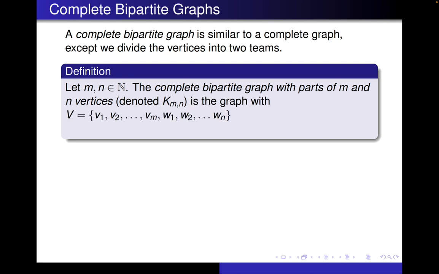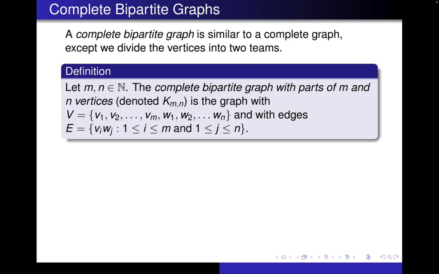So this is going to be the graph with, well, this is how many vertices, and I'm dividing them into 2 teams. I have the V team, V1 through Vm, and the W team, W1 through Wn. And notice there are m vertices on the V team, n vertices on the W team. There don't have to be the same number of vertices on each team. And the edges are all possible edges between vertices on the V team and vertices on the W team. So if we're writing this in set builder notation, it's going to be all ViWj, where the i's can be between 1 and m, and the j's can be between 1 and n.